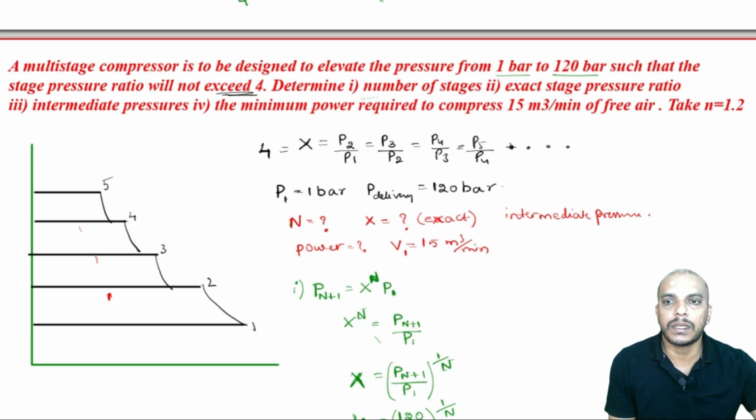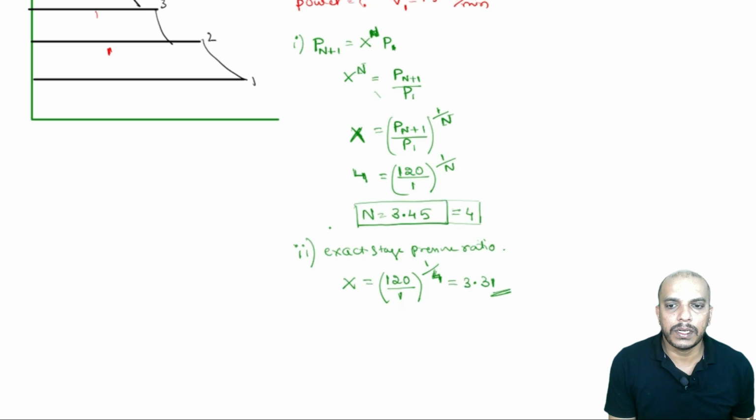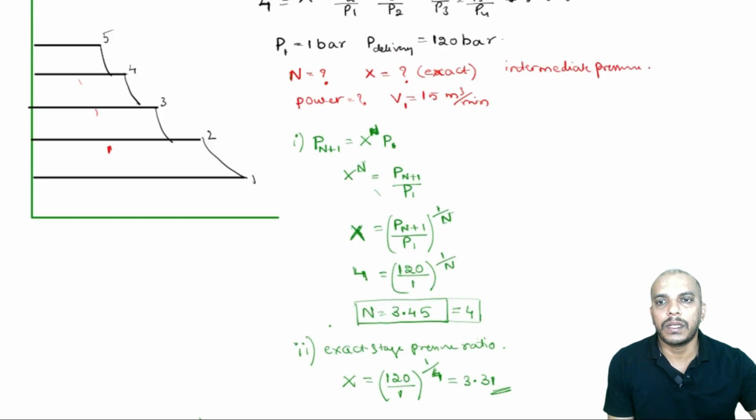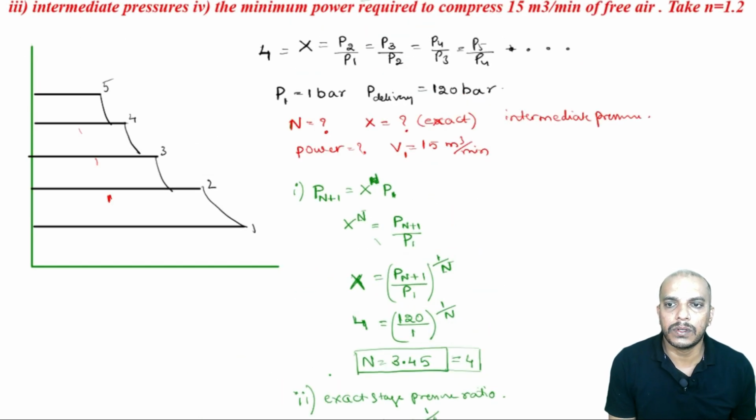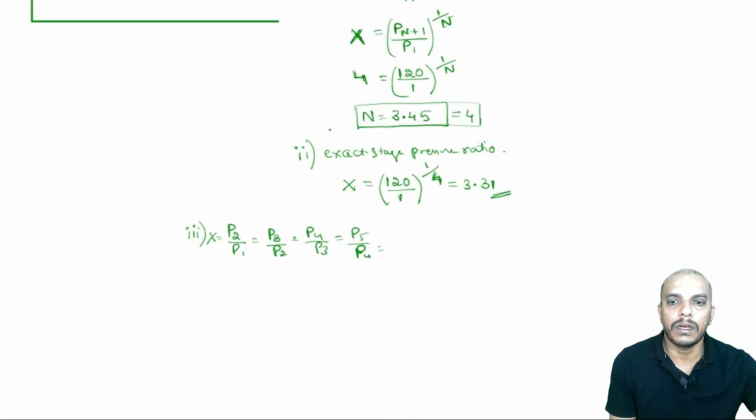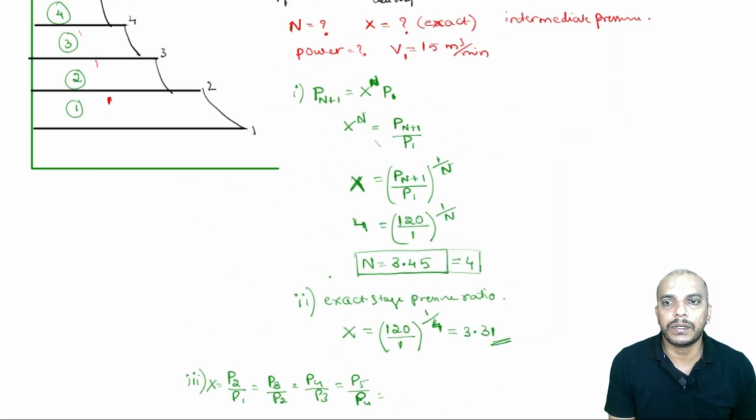Now, let us go for the third question, intermediate pressure. Remember, we have derived this. The pressure ratio x is equal to P2 by P1, P3 by P2, P4 by P3 and P5 by P4 and so on, correct. We have drawn this diagram to 4 stages only: first stage, second stage, third stage and fourth stage. P2 by P1 means the pressure ratio across the first stage, and P3 by P2 has to be the same.